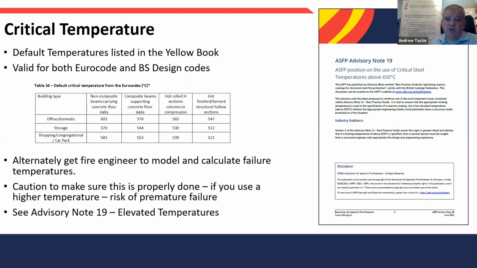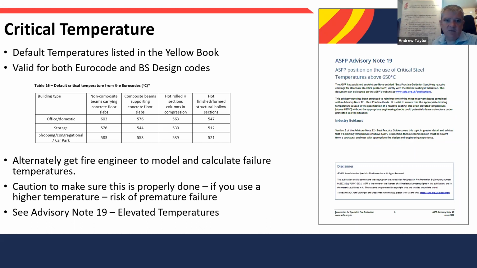Now, the alternative to all this is, of course, that you could get a fire engineer to take your structural model, run it through some fancy piece of software, and calculate the failure temperatures. I'm just going to advise you to make sure this is properly done, because we can see those failure temperatures from Table 16 for the Eurocode. The highest one on there is 603 degrees C.